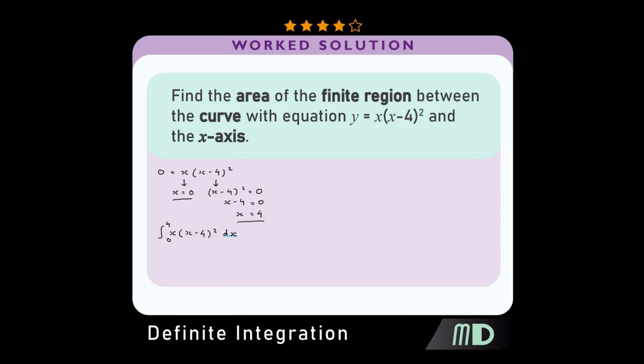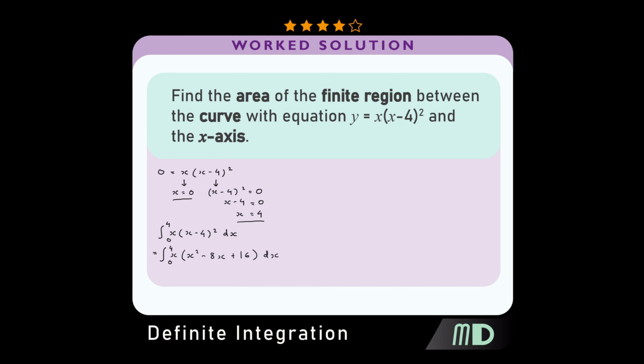Expanding the squared bracket makes integrating the function easier. And (x minus 4) squared is x squared minus 8x plus 16. So we need to integrate x multiplied by (x squared minus 8x plus 16) with respect to x, between the limits 4 and 0.